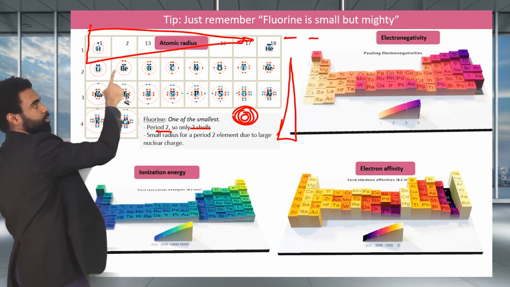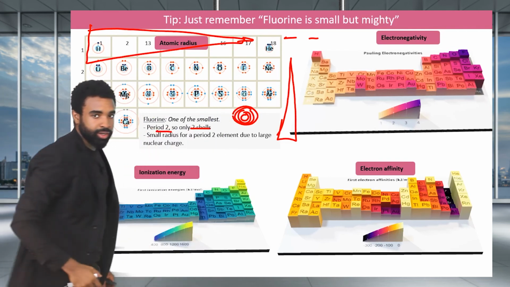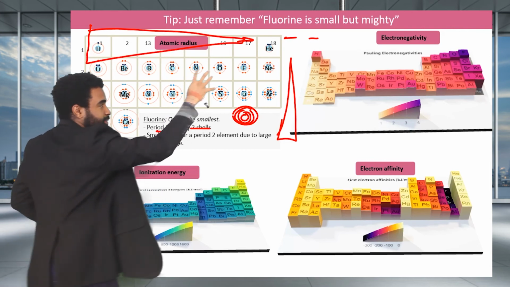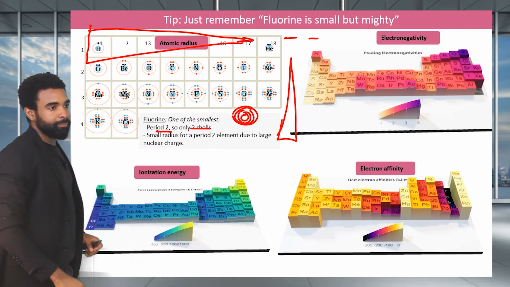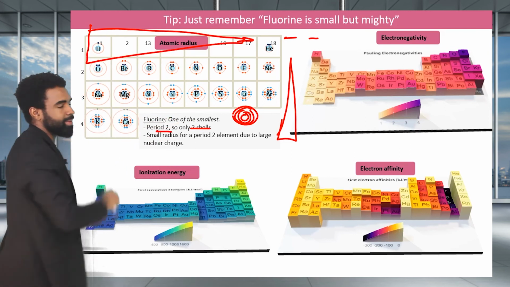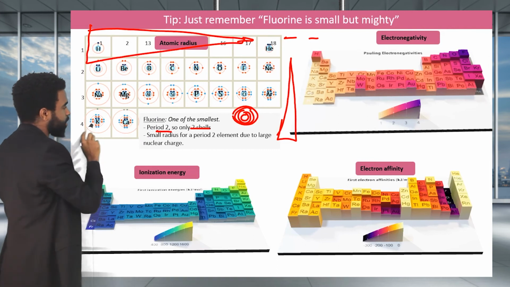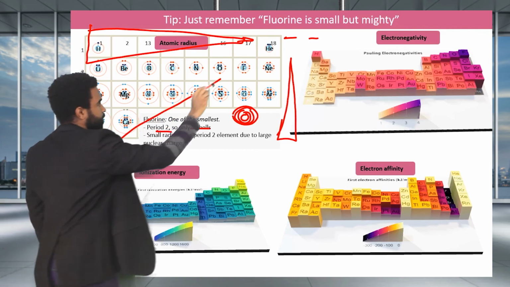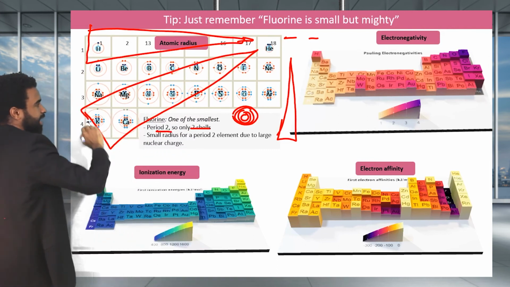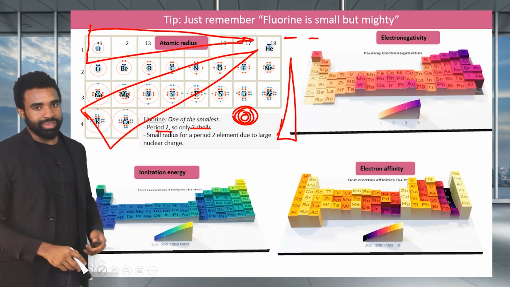Here we have 3 protons, 4 protons, 5, 6. By the time we get to 9 protons, those 9 protons are pulling very strongly on this electron shell, and that makes it a small atom relative to lithium and beryllium. So if we know those 2 trends, then we know that the overall trend for atomic radius looks like this. And that makes it easy to answer questions. So fluorine is small, as we can see there.